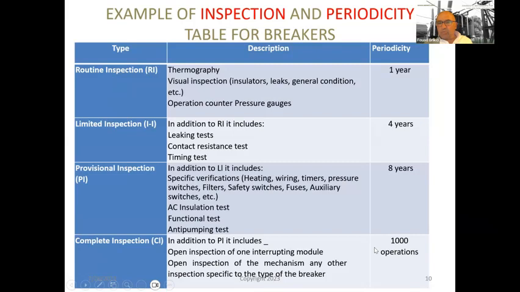1,000 operations. And you can notice here the limited inspection is including the routine inspection. The provisional inspection is including the limited inspection and the routine inspections, and the same for the complete inspection.